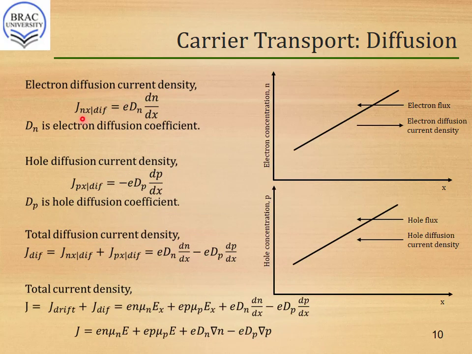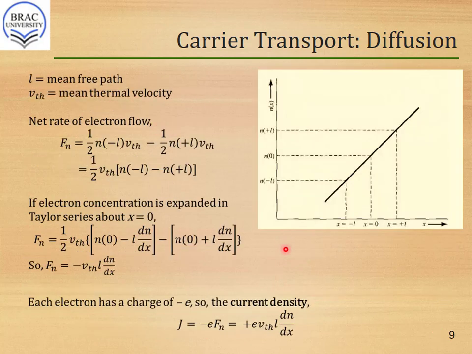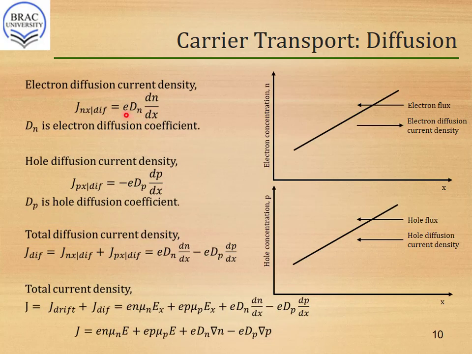The diffusion current due to electrons in the x direction, denoted as JNX diff, is equal to E multiplied by dN multiplied by d/dx of n. So there is a new term dN here. You can see a similarity between this equation and this equation. This VTH multiplied by L is essentially dN. This dN is the electron diffusion coefficient.